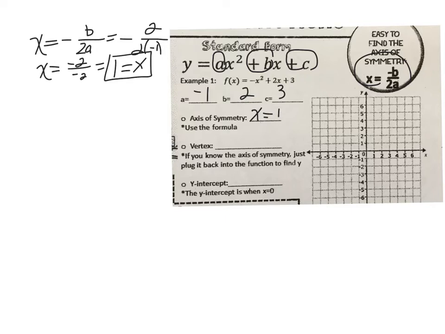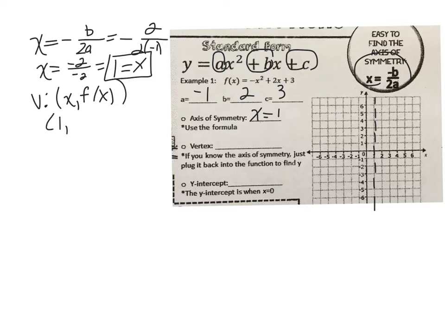X equals positive 1. Now I need to graph, so while I find my information, I'm going to come over here and I'm going to go ahead and plot my information. So I know my axis of symmetry. Notice I'm doing a dotted line. X equals positive 1. Now to find the vertex, I know the vertex is the x coordinate, comma y coordinate. And that x coordinate is always going to be whatever that axis of symmetry is. So I know the x coordinate is positive 1.